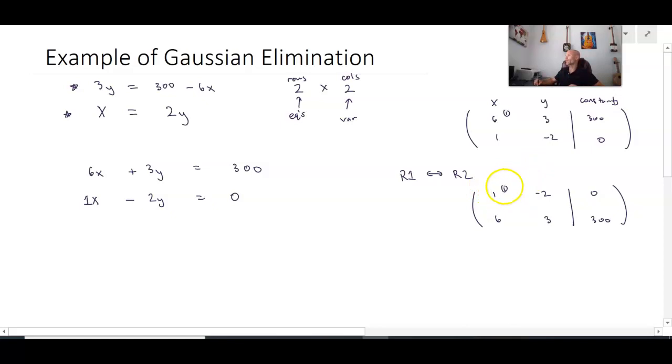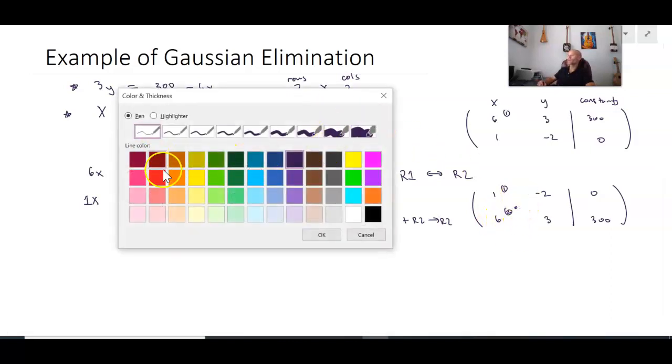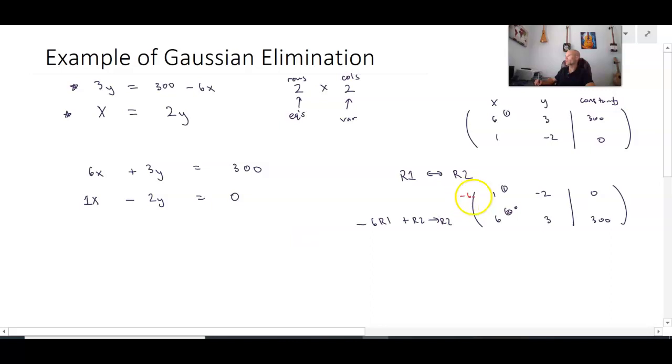Now, step 1's already accomplished because now I have a 1 there. So step 2 is I want to make this into a 0. I want to make that into a 0. So if I take negative 6 times row 1 and add it to row 2, store the result in row 2, notice that I'm not focusing on the y column yet. I'm really just aiming to complete this task of making this 6 into a 0. So just to make this clear, I'm going to take negative 6 times this row, and add it to this row right here.